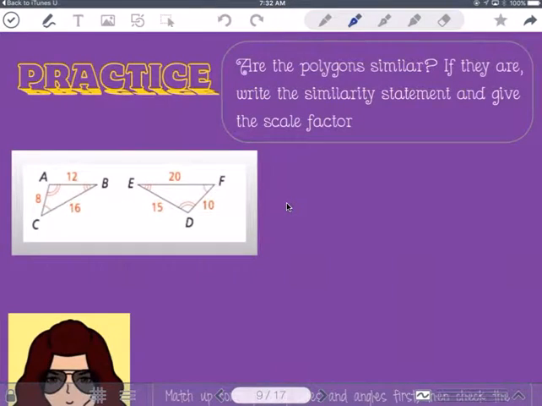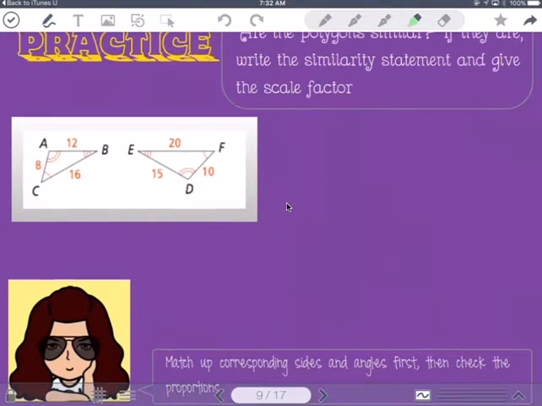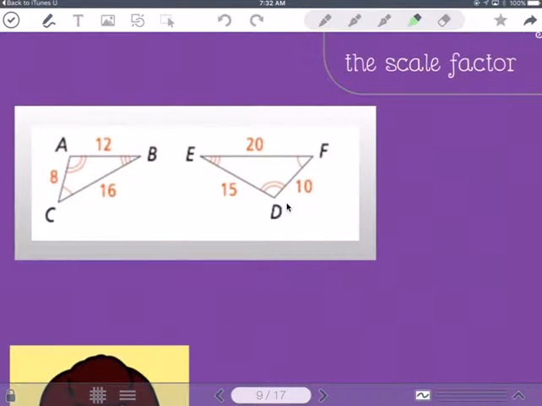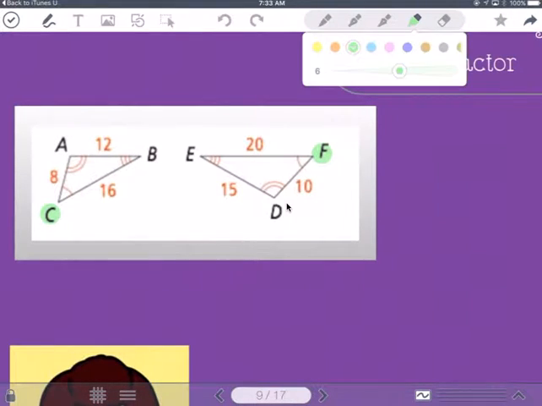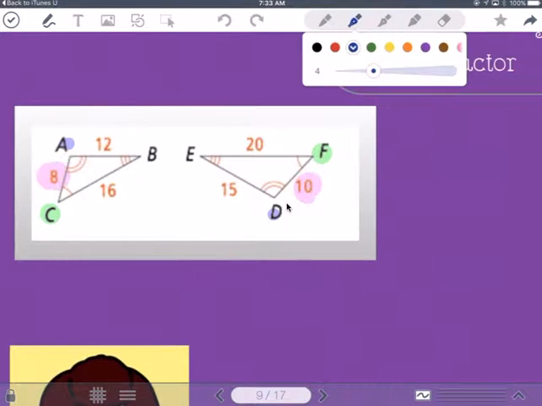But let's look at an example. So it says, are these polygons similar? If they are, write a similarity statement and give a scale factor. Okay. It says match up corresponding sides and angles first, then check proportions. So I'm going to match up all of my sides. So if you look here, C is congruent to F, and A is congruent to D. So the side length is going to be 8 over 10. So that's going to be our first one.